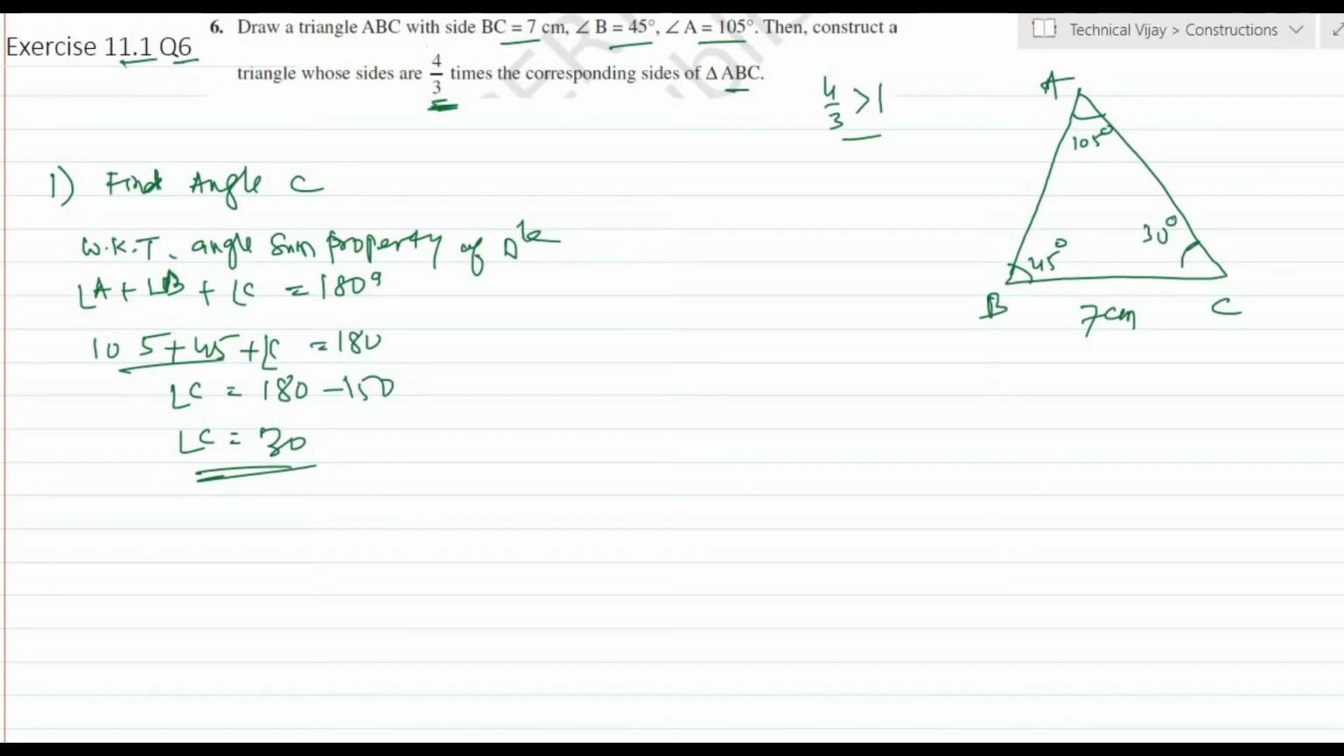So now we have to construct a triangle taking this one. Here you can write the construction steps. Draw BC of side 7 centimeter. This is the first step. And the second step will be to draw angle B equal to 45 degrees.